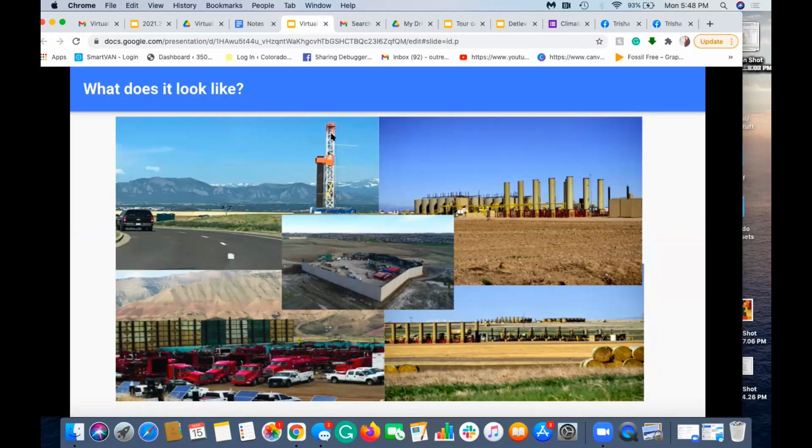When you see this big rig right here, that's when they're drilling the hole. When you see the sound walls up, that's when they're fracking, when they're in these very noisy parts of production. You can see lots and lots of trucks and infrastructure and semi-trucks and water trucks that'll be driving in and out of a fracking site.